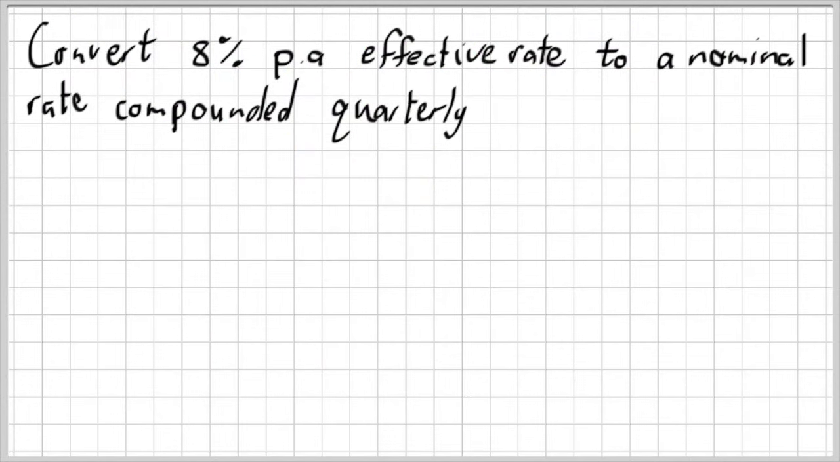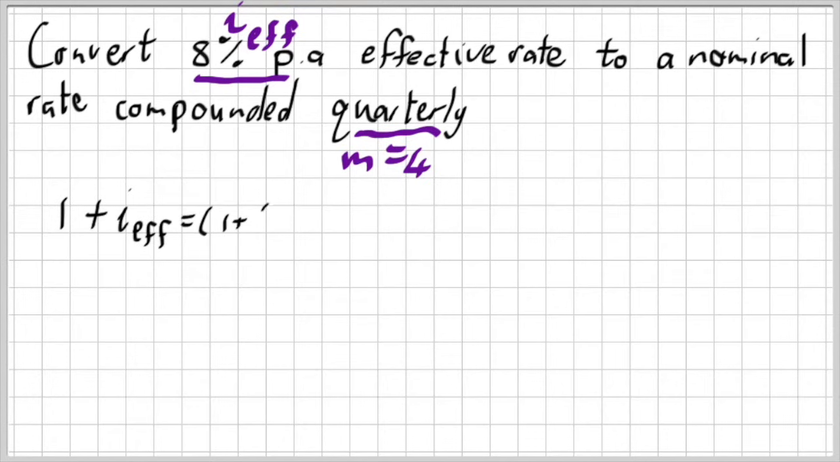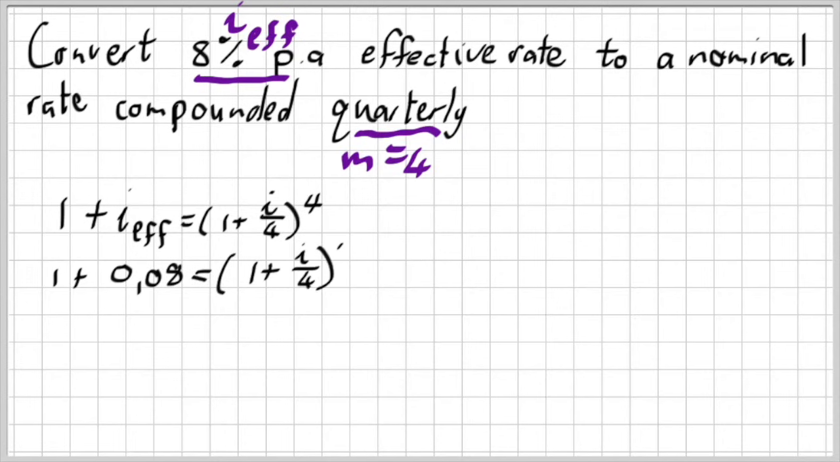What if I want to convert 8% per annum effective rate to a nominal rate compounded quarterly? I need my formula. And in my formula, that 8% is going to be my effective interest rate, so that's going to be on the left, and the m is going to be 4. So substituting it into my formula, this beautiful, beautiful formula, that 8% is going to go to the left. And now I have to go and solve that i. Okay, that's going to be my mission.